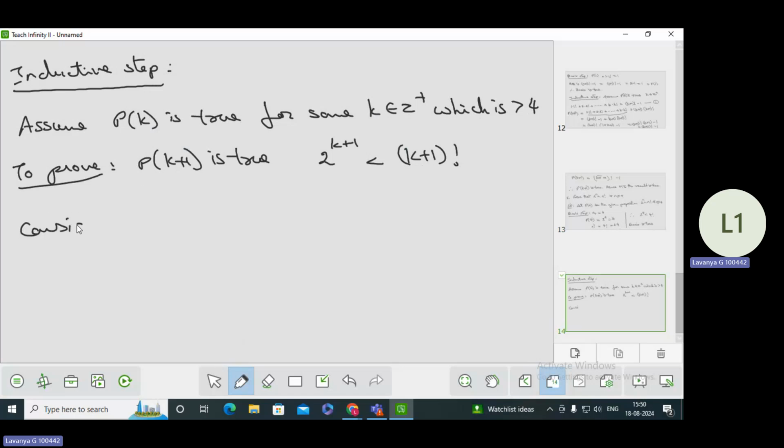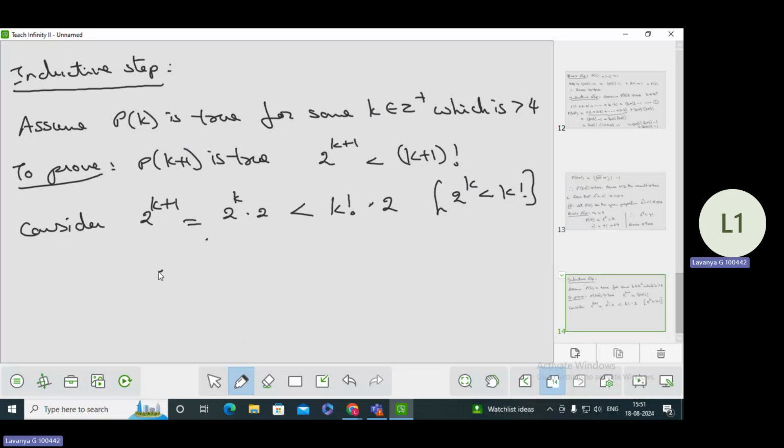So let me consider 2 power k plus 1. How can I rewrite this? I can rewrite this as 2 to the power of k into 2. So this is now strictly less than, what can I say? k factorial into 2. Why? I know that 2 power k is strictly less than k factorial. So when I replace this 2 power k by k factorial, that will be a bigger number.